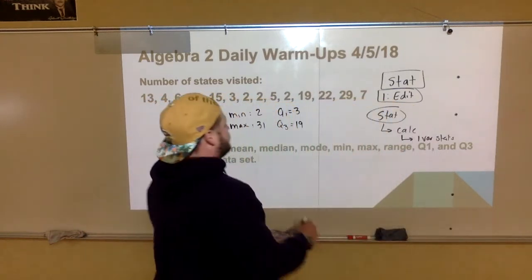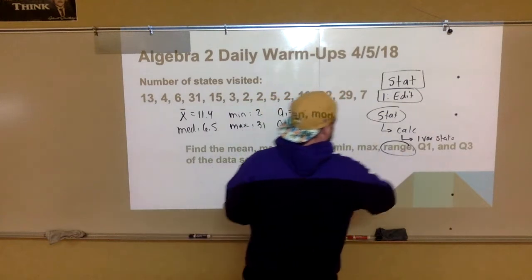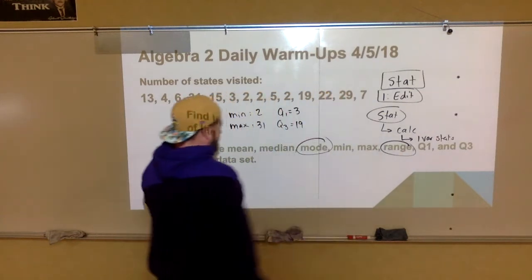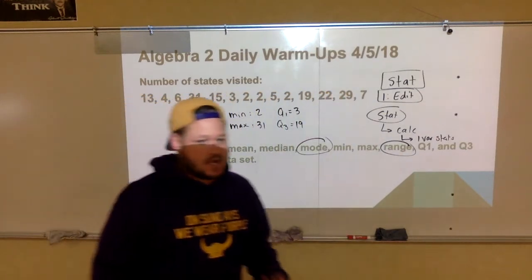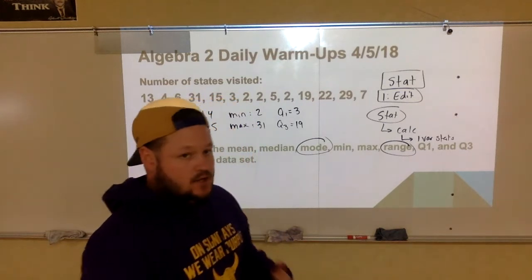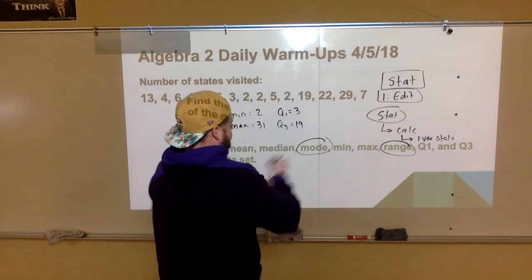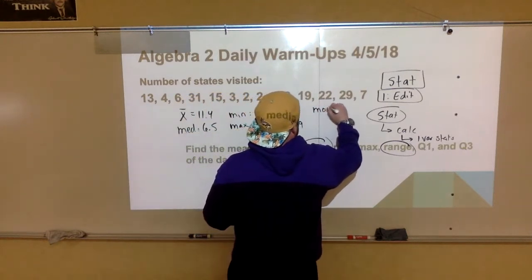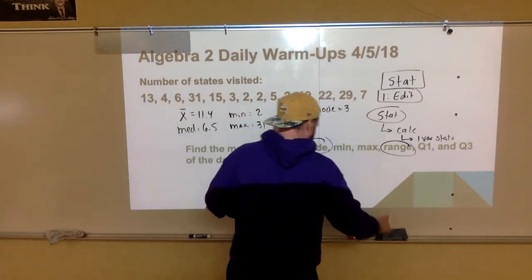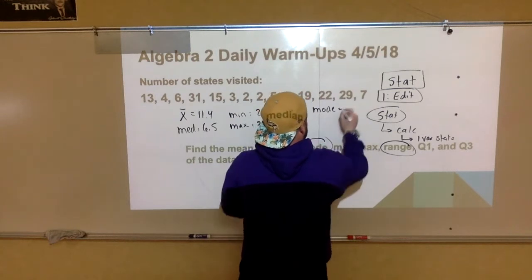Now, we still have to figure out range and mode. We already know what mode is, right? We talked about mode. Mode is the number that occurs the most. So it looks like 2 would be my mode because it occurs 3 times. Oops, sorry, not 3, that's a 2.